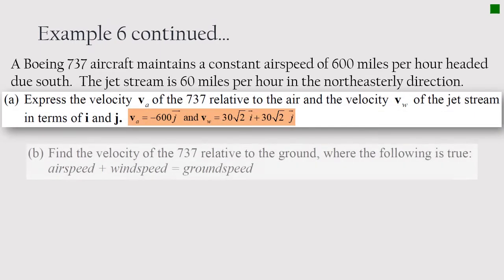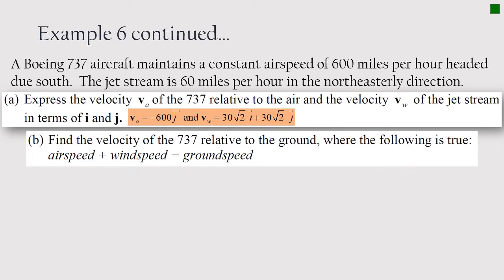All right, so let's continue this. We just got those as our answers. Find the velocity of the 737 relative to the ground. If you've flown recently, you can track your flight and it'll tell you the airspeed, the wind speed, and also the ground speed. I don't know if you've ever wondered where that comes from, but this is where it comes from. It comes from adding that airspeed vector to that wind speed vector.